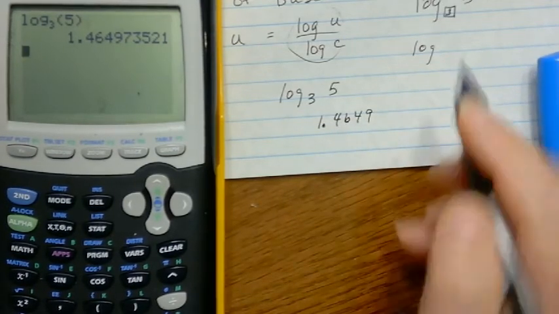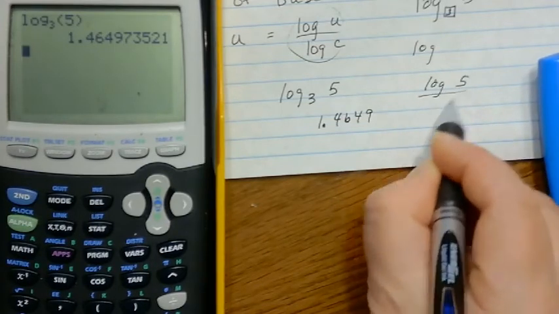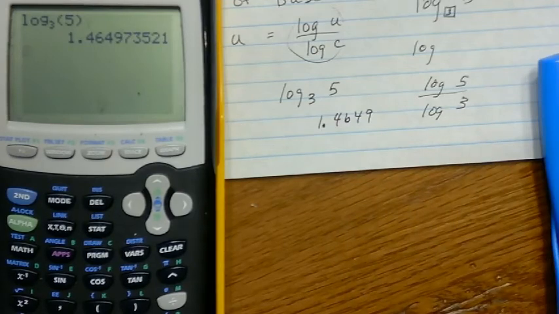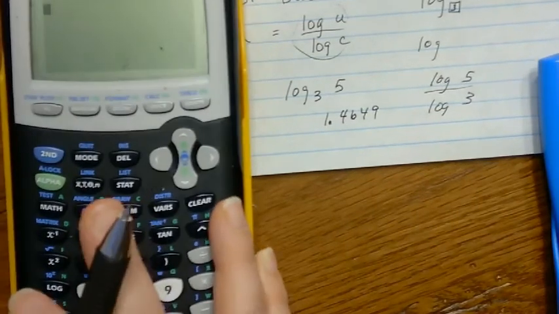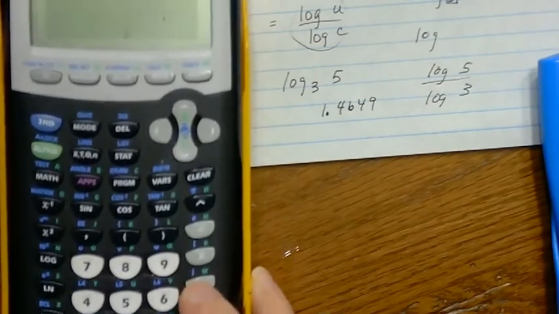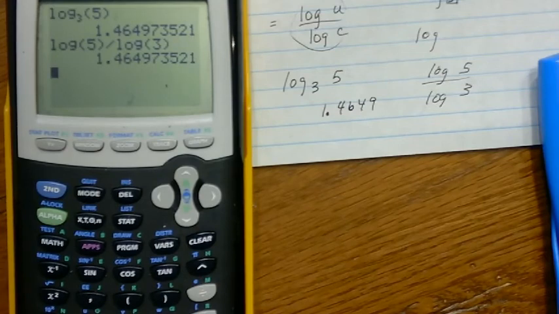If I type in the calculator just a normal log of 5 over a normal log of 3, and what I mean by normal log is the common log, so if I just use the regular log key, which on the graphing calculator is down there by the 7, so if I do log 5 divided by log 3, I get the same decimal.